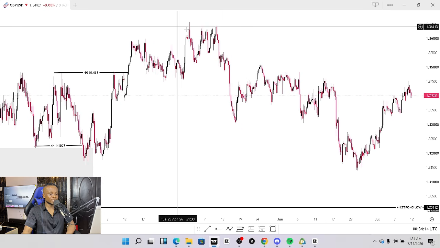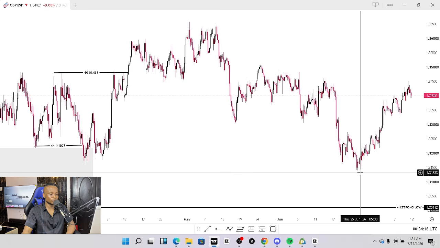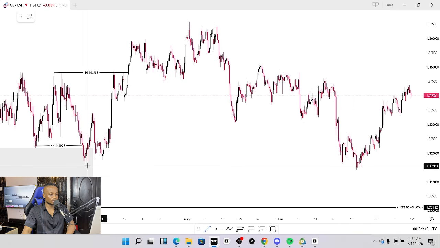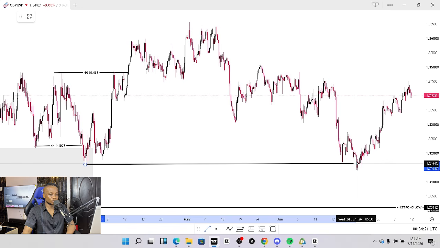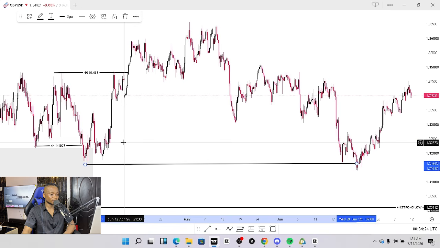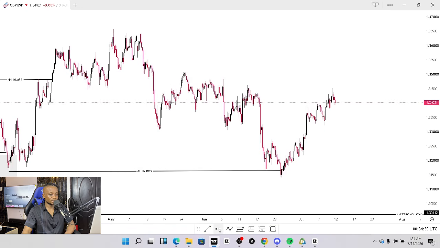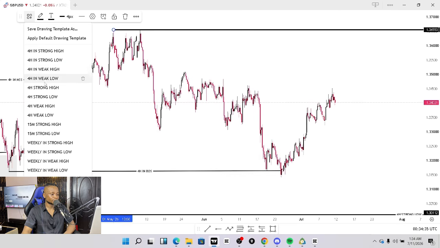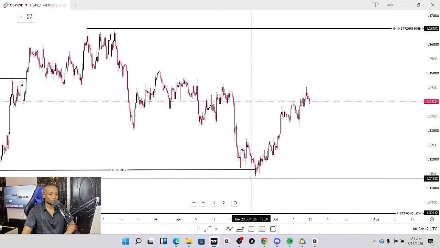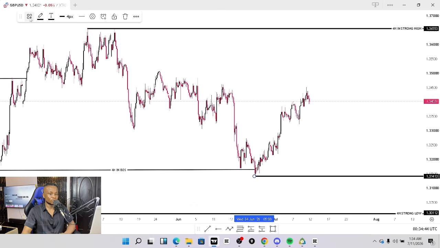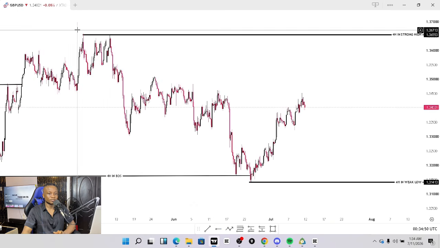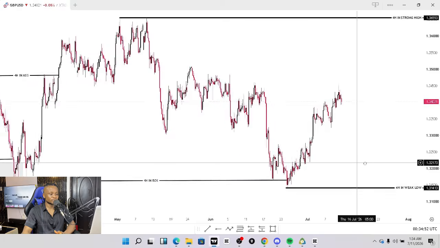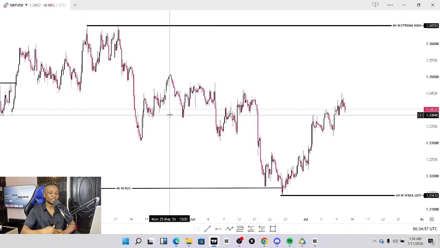You can see that sellers stepped in to push GBP USD to the downside, causing what? Another break of structure. And this low is supposed to be what? Protected. So now that brings us to this high being our what? Internal strong high. And this low being our internal weak low. So now this to us is the most recent structure, meaning it's heading to the downside, and this explains why we were bearish on GBP USD last week.